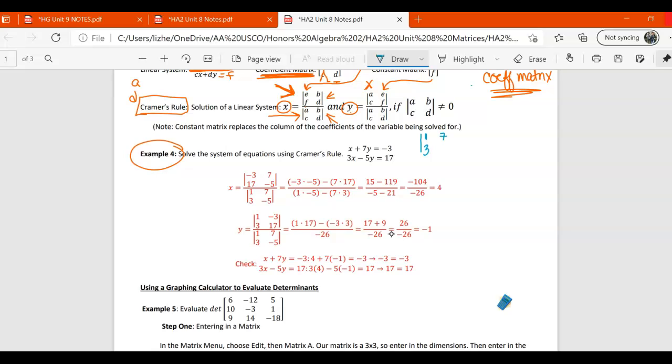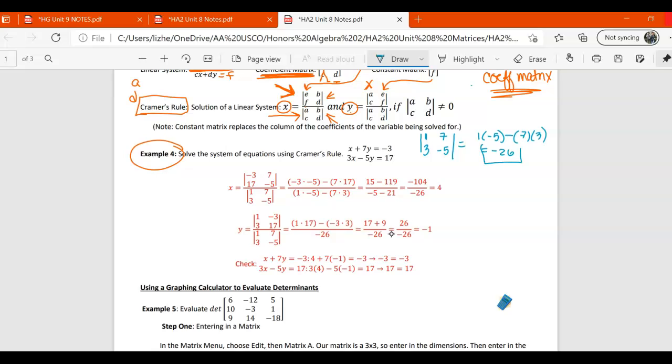7 is the coefficient for y, -5 is the coefficient for the bottom y. So now I want to find that value. Since this is a 2 by 2, you won't use your calculator, so you do 1 times -5 minus 7 times 3. And so -5 minus 21 gives me -26 as my determinant for the coefficient matrix.